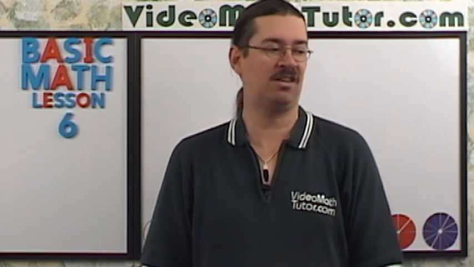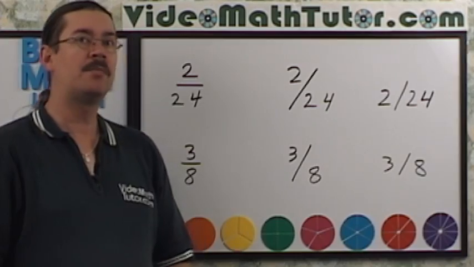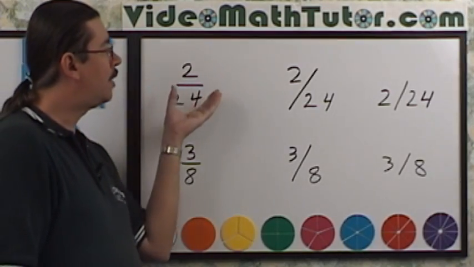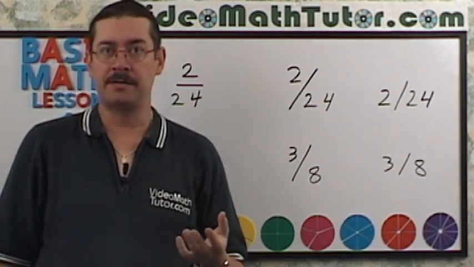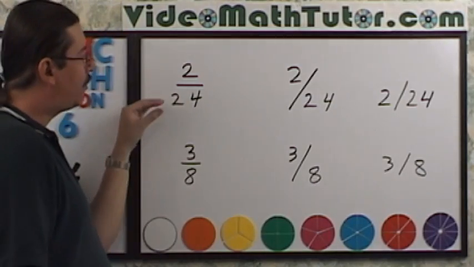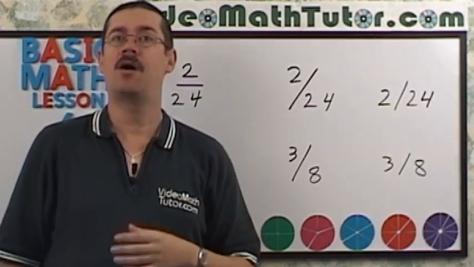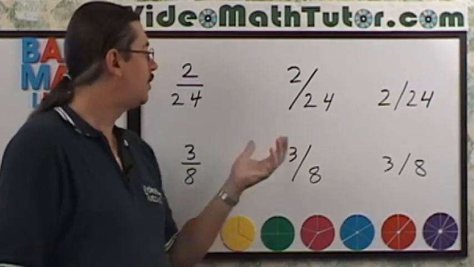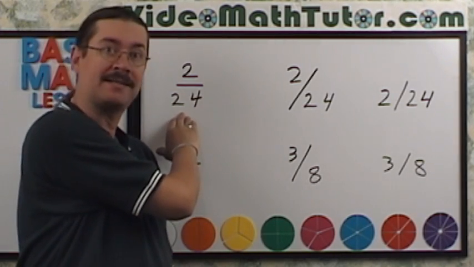By the way, common fractions are also called simple fractions or vulgar fractions. Numbers above the fraction bar or to the left are the numerators. Numbers below the fraction bar or to the right, in these 2 cases, are the denominators. Now going to our examples, here's 2 slices of bread out of 24 total slices.